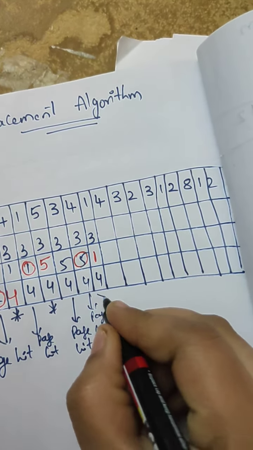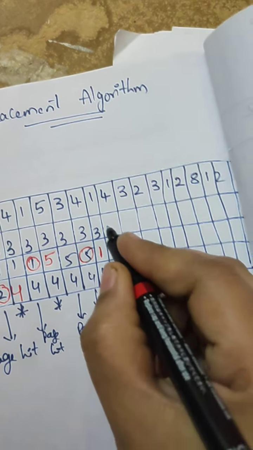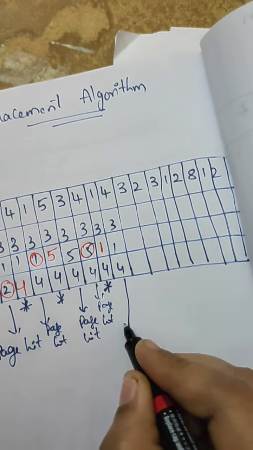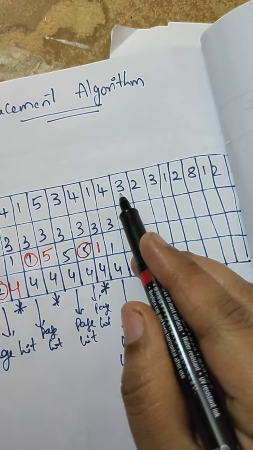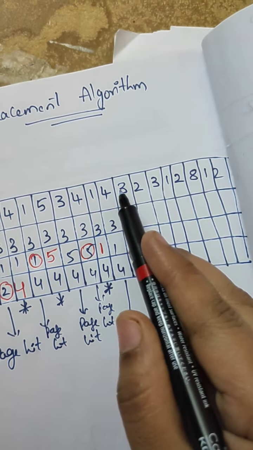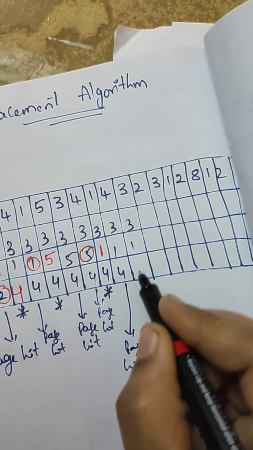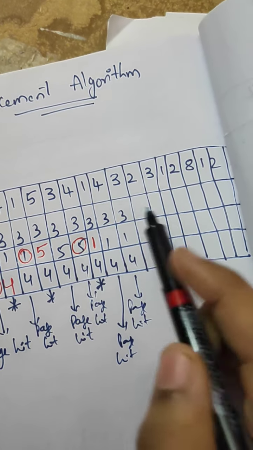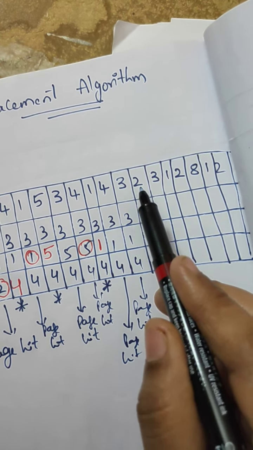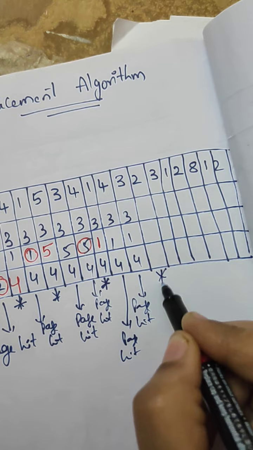Now the processor has demanded the next page, the fourth page, which exists, so it will be a page hit. And next, demanded page 3 also exists, so this one also gives us a page hit. Now coming to the demanded page 2, 2 does not exist, that's why it is a page fault.